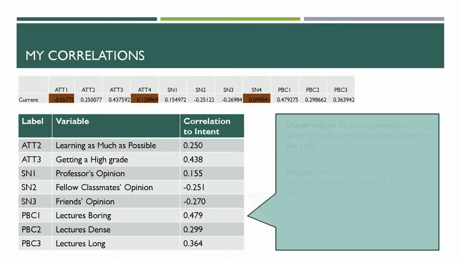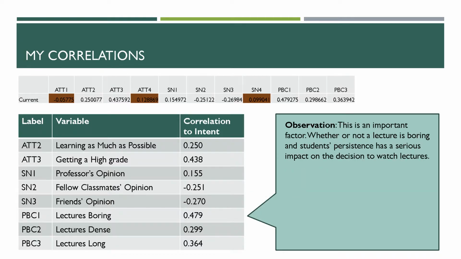It's just sort of moving on to PBC1. Remember, I said in my lectures on theory of planned behavior that PBC often has a very strong effect size. Well, this variable has a pretty strong effect size. Sorry to hear that dinging from my computer. I apologize. This is an important factor. Whether or not a lecture is boring and students' persistence has a serious impact on the decision to watch lectures, right? And this was whether or not people see a lecture as boring, and then their determination in the face of watching the lecture, in the face of it being boring or not, was a huge factor in terms of whether or not they watched the lectures.